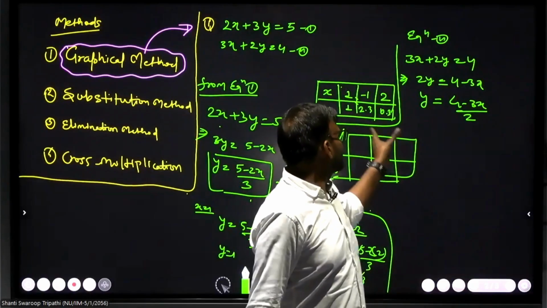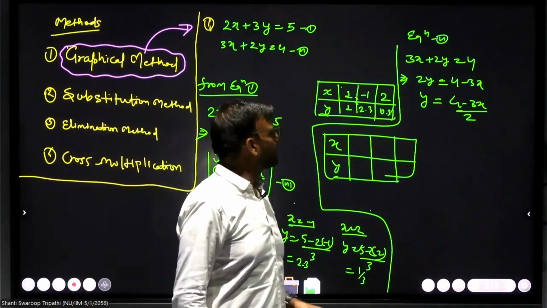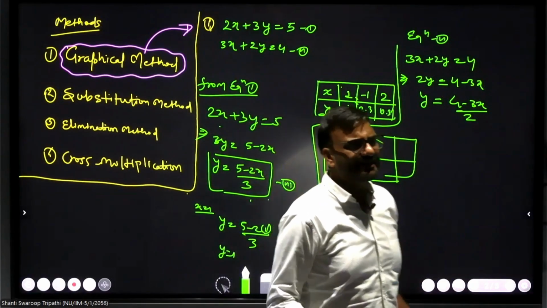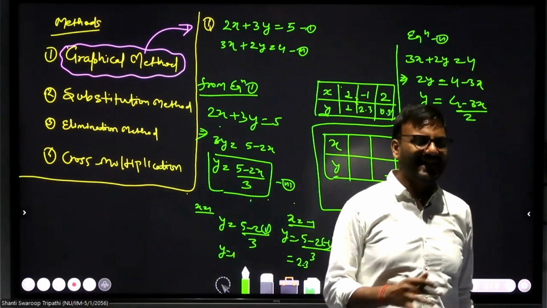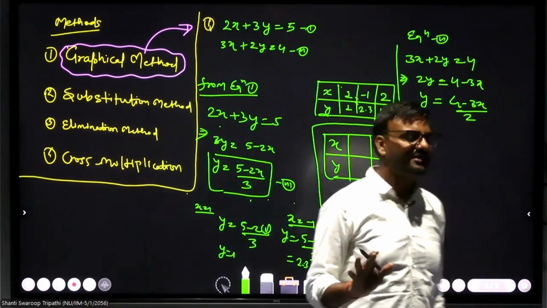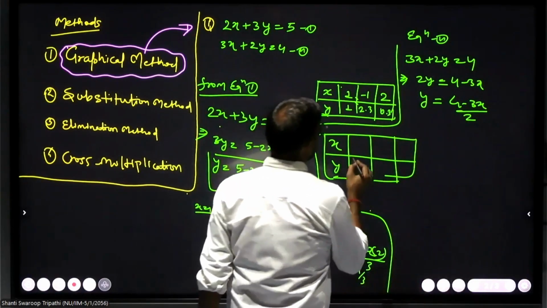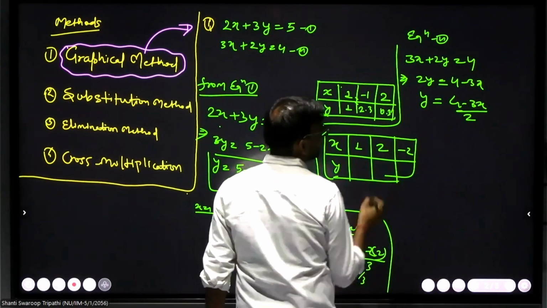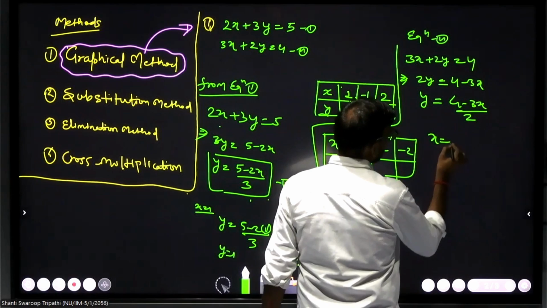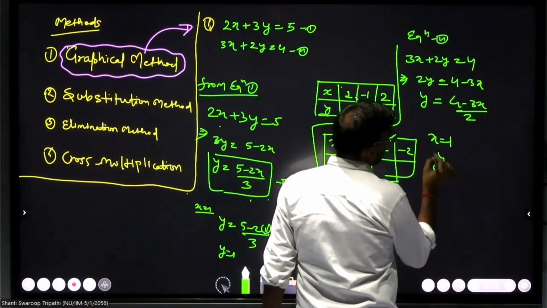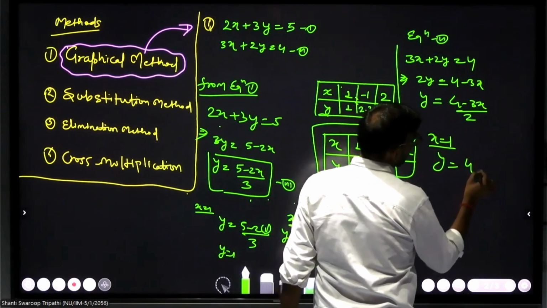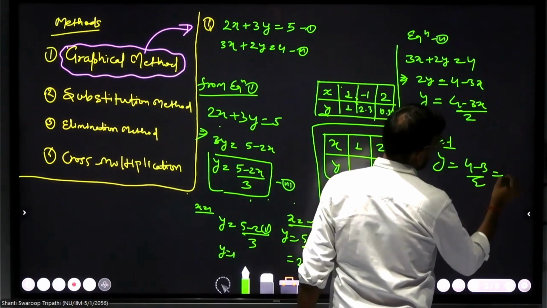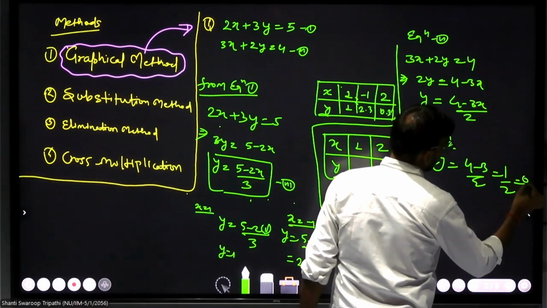Moreover, if you take any 2 points, then you can plot the line, but at least 3 points are required. So you are just making this 1, 2, and -2. Now start putting x equal to 1. What are you getting? At x equal to 1, y equal to (4 minus 3) upon 2. That will be 1 upon 2, which is equal to 0.5.